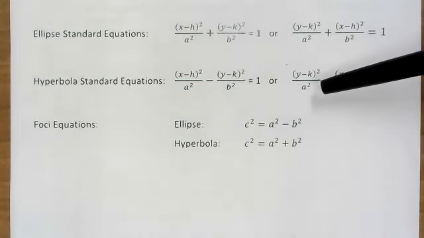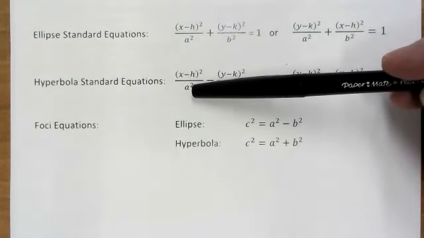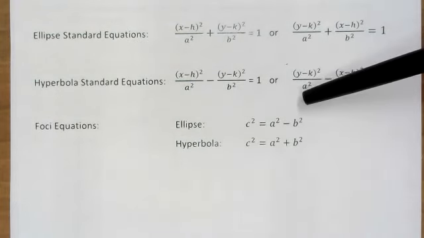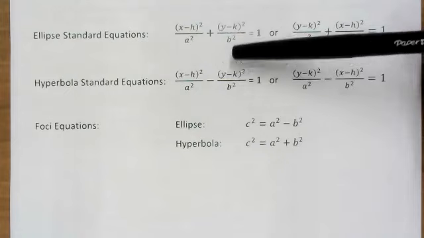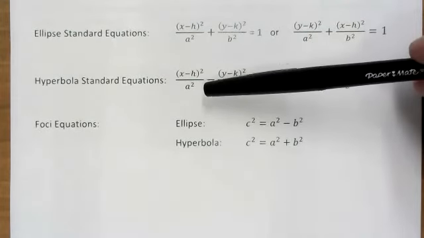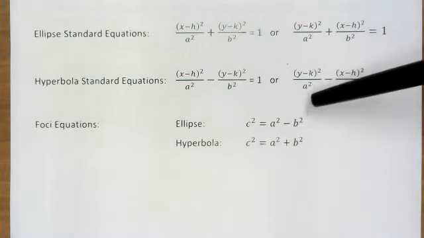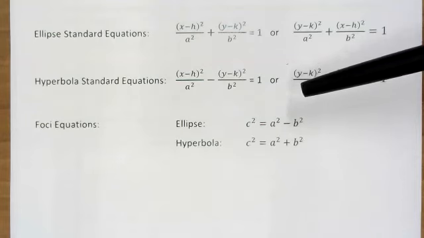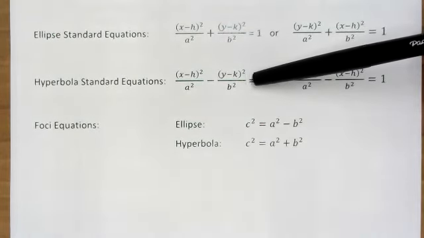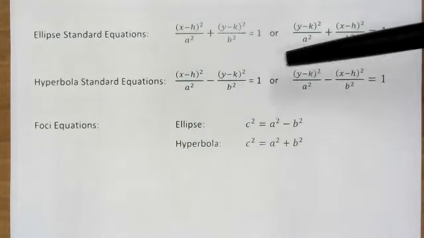So you notice in the denominator, the a squared is always the positive fraction. If you remember ellipses, a squared is always the bigger number. Well, with hyperbolas, a squared is always the positive fraction. But the other things are the same. One side has to be 1. All you can have are numbers at the bottom of the fractions.